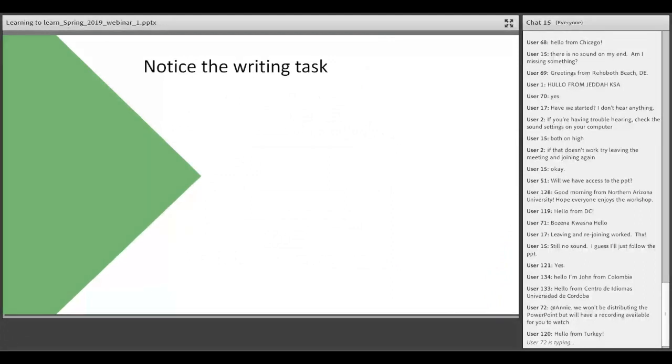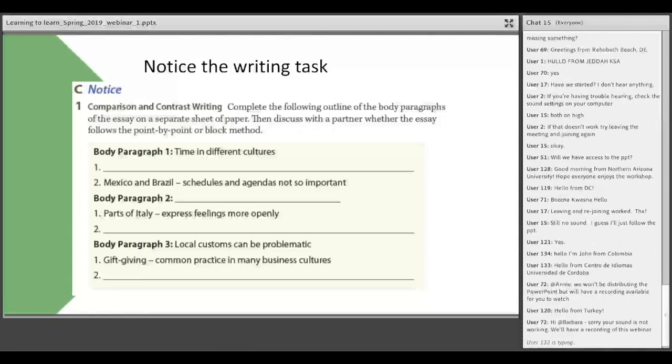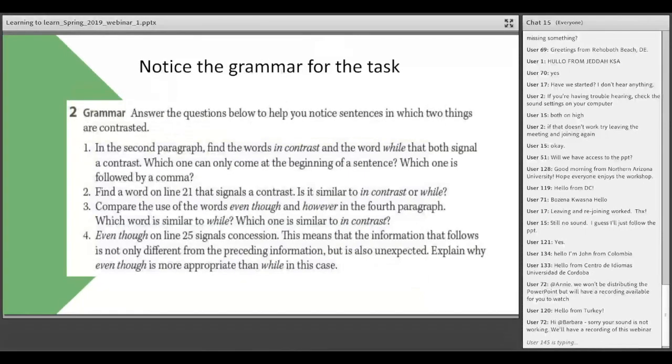We can also do noticing activities with a writing task. Perhaps we've taught our students how to organize texts using point-by-point or block method or whatever other method you want to use. And so in this case, we actually have students going back to the text again. And the idea here is that the students are not just reading a text and being done with it, but they're actually going back and forth. And then in addition to talking about different types of writing tasks and how they might be structured, we can also notice the specific grammar that's being used.